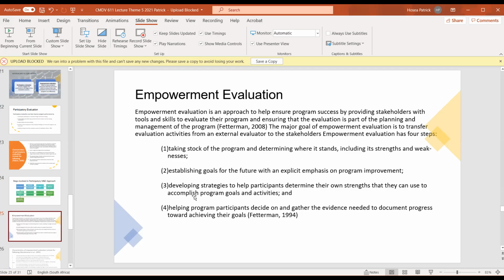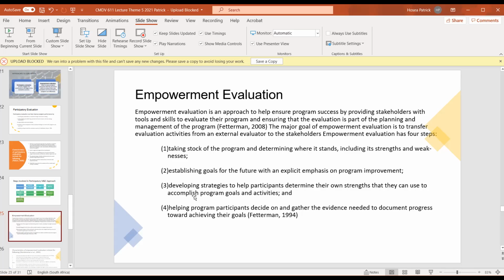First, you take stock of the program and determine where you stand. What is your strength and what is your weakness? Remember, under empowerment, you want to improve on the general performance of the project itself, right? So you take stock of where you are. Practically, what you are doing here is carrying out your SWOT analysis, right? You look at your strengths, you look at your weaknesses, and then you establish your goals for the future, right?